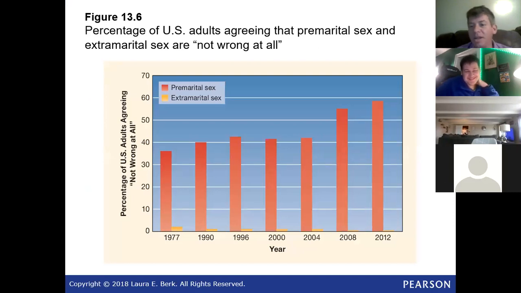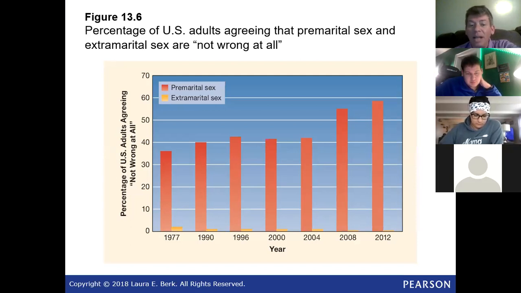Now, here's another interesting one. When they asked people in 1977, 1990, 1996, 2000, 2004, 2008, 2012, how much is premarital sex wrong and how much is it not wrong at all? So in 1977, somewhere between, let's say 36% said premarital sex is okay. But in 2012, it was almost 60. They're like, yeah, it's good. Go for it.